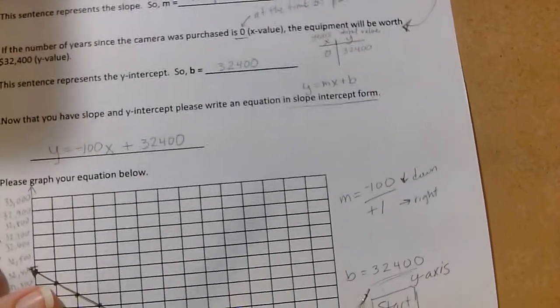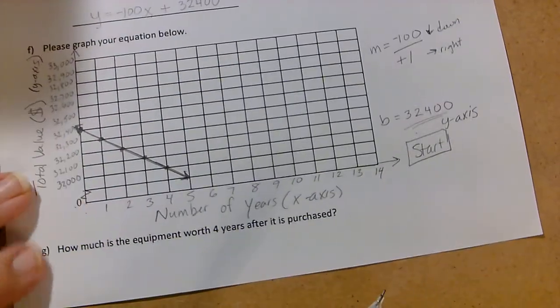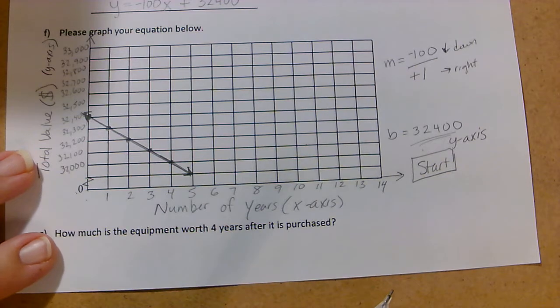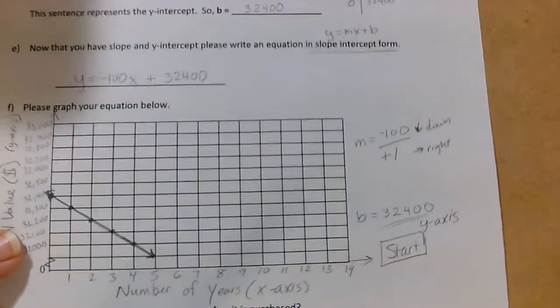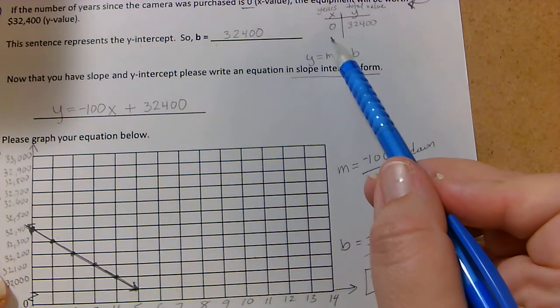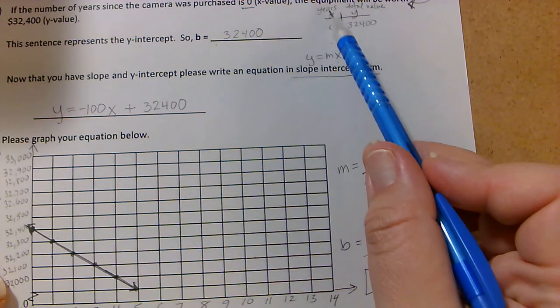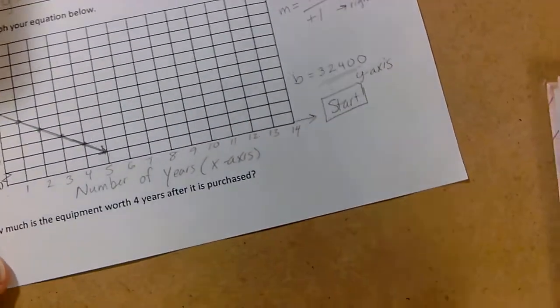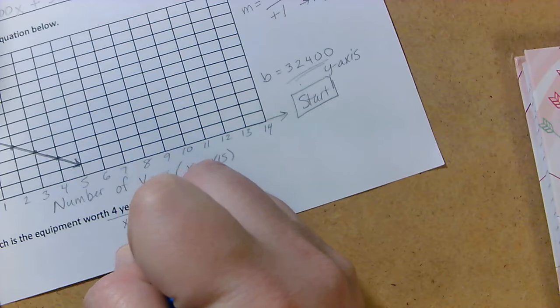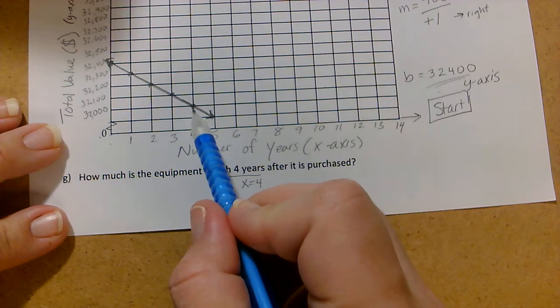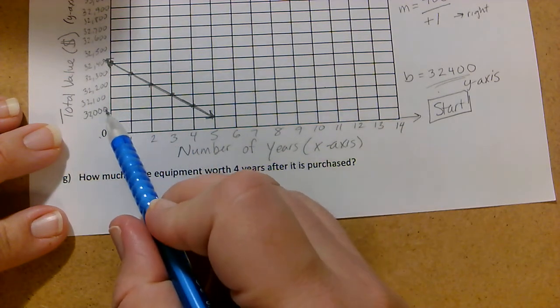Because the next thing I need to look at down here is this extended question: how much is the equipment worth 4 years after purchase? So 4 is my years, so in this table I just made up, 4 would go here, and I need to know the total value that goes here. If 4 is my x, I need to figure out what y goes with this x. So 4 years means x equals 4. I can use my graph for that. If x equals 4 on my graph, it says the value should be 32,000.